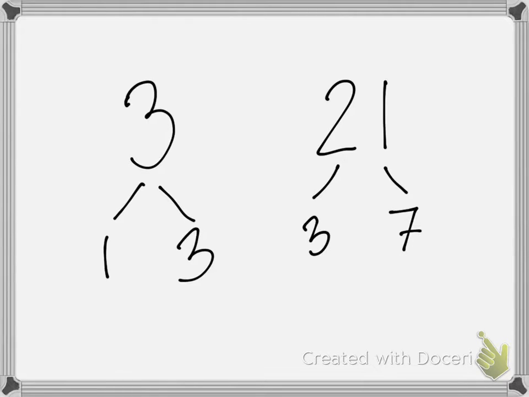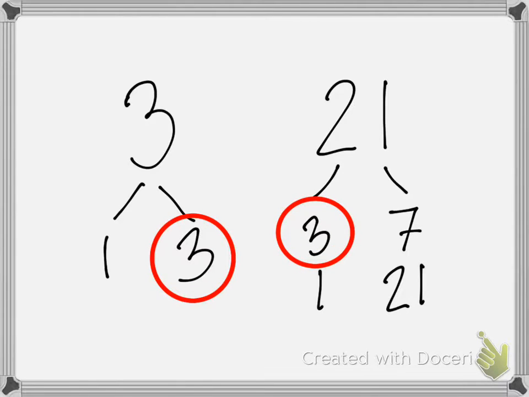What's another pair, Hannah? 1 and 21. I know it seems obvious, but we can't forget it. Which is the biggest number they both have in common? What is it, Miles? 3. They both have that 3. So we're going to divide by 3.